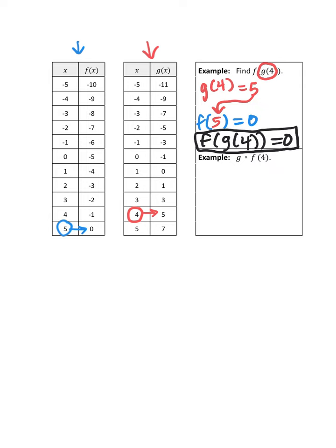Now the next one is using the open circle. It is not my particular favorite, but you start with the second function when it's in this notation. So I'm going to start with f of 4. So I'm going to go to the f of x table this time, and 4 is equal to -1. So f of 4 is equal to -1. I'm then going to use that -1 as my input in g of x.